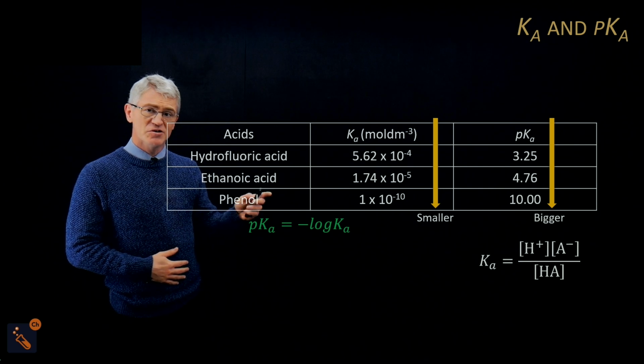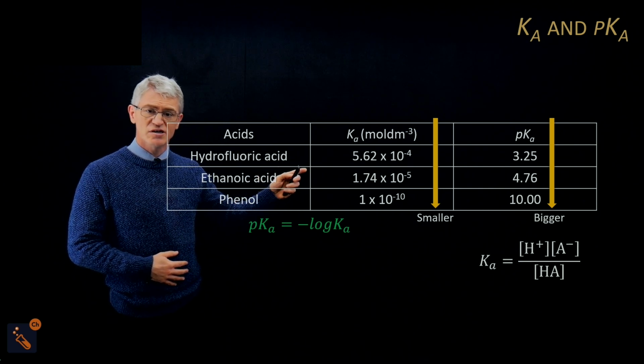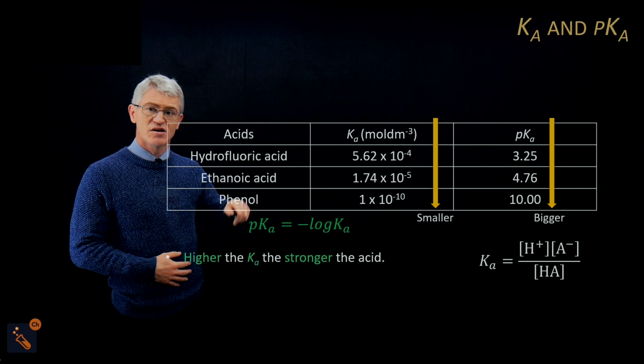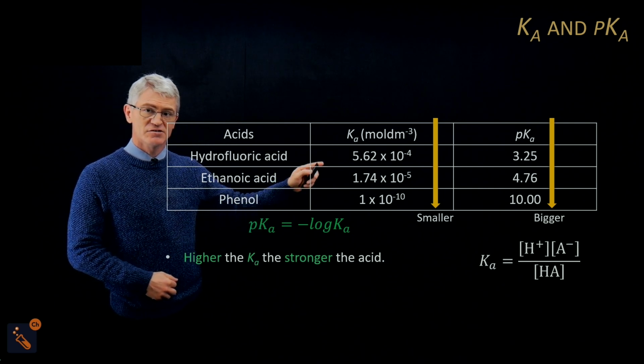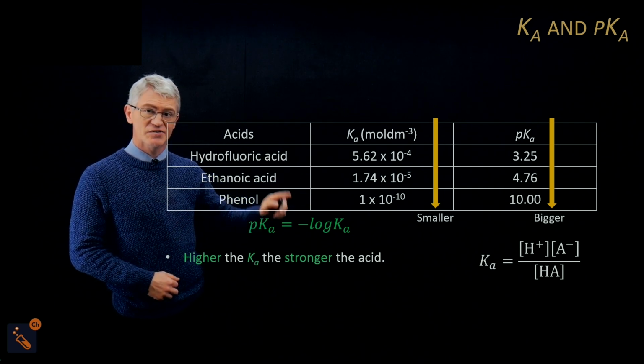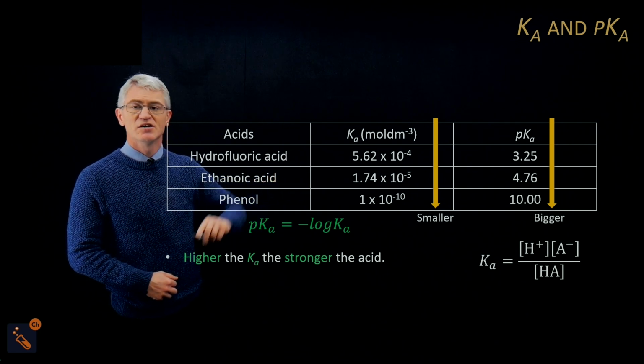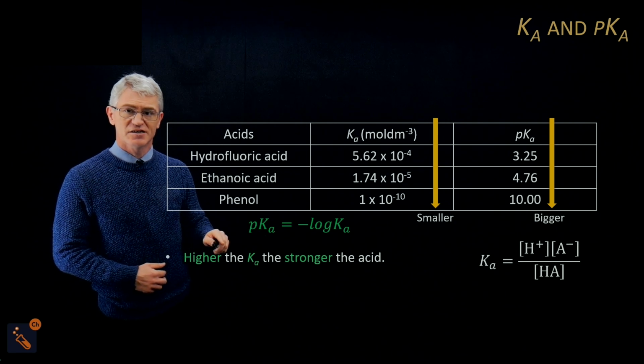We know from the Ka values that the stronger the acid, the higher the Ka. So the strongest acid here out of these three is going to be the biggest number. The biggest number is 5.62 times 10 to the minus 4, hydrofluoric acid, okay?